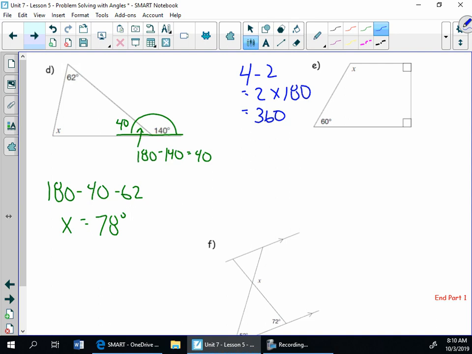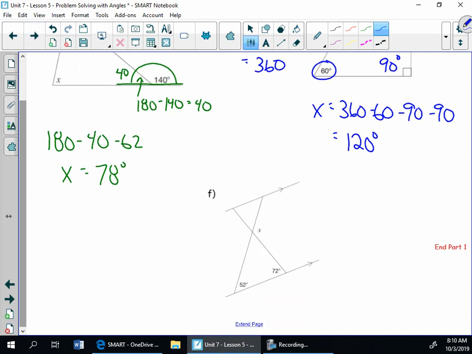But they're not equal angles. I can tell because, well, this one's 60. And this one has a box, which means it's 90 and 90. How do I get x? Well, I take my 360 and subtract the 3 parts that I know in this case. And x is 120.